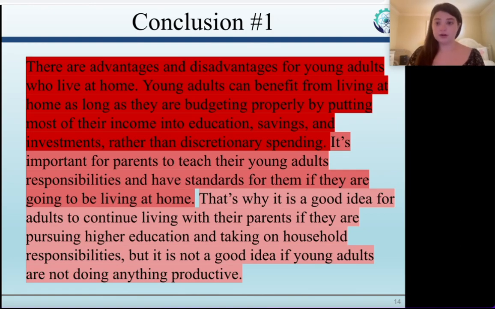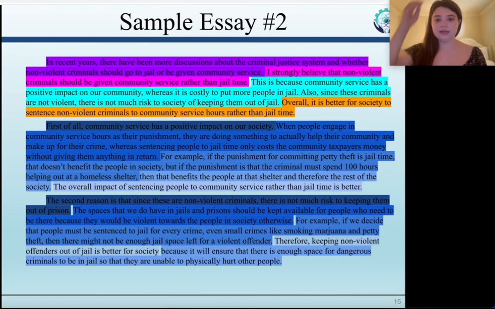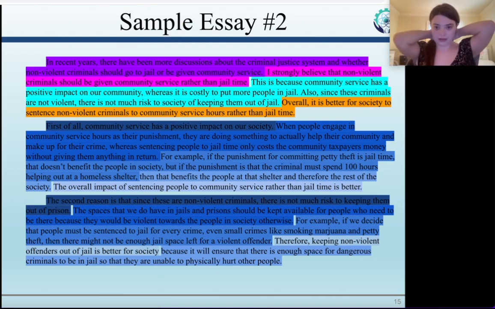Okay, so let's move on to conclusion number 2 in sample essay 2. So this is the same essay as before, where we have our introduction, our 2 body paragraphs, and we're about to write a conclusion. And just a reminder, this is the one where I argue that it's better to give nonviolent criminals community service hours rather than putting them in jail, right? That's the argument here. So that's what the essay is about.